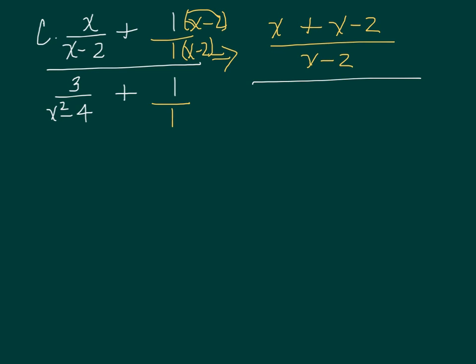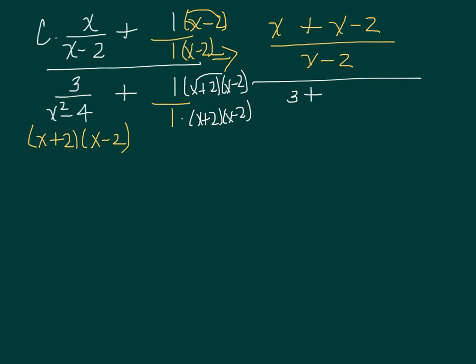Divided by, this one is x plus 2, x minus 2. So this denominator needs the exact same thing. Alright, so my numerator I have 3 plus, FOIL these first, then multiply by 1, which is itself. x squared minus 4 all over. And keep your denominator like it is in factor form.